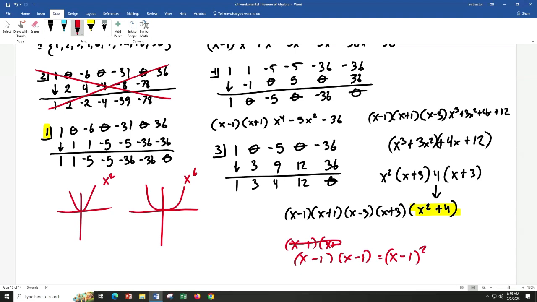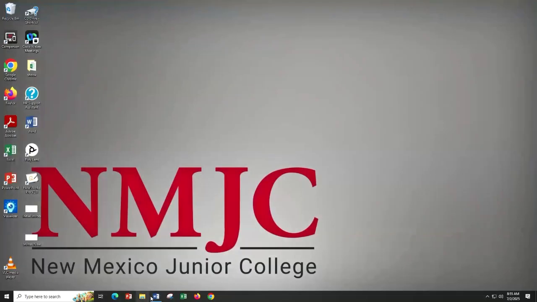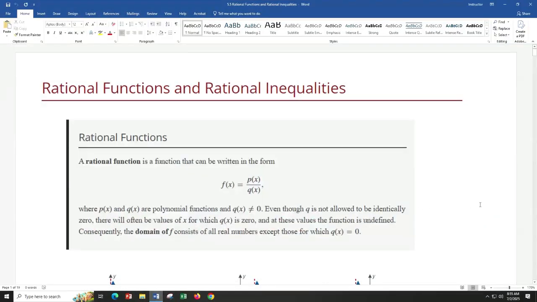So let's finish up with 5.5. Okay. 5.5 is not as bad as what it looks. Rational functions and rational inequality. Rationals just means ratio. Ratio just means what? Fractions. So remember chapter 14 in intermediate algebra, whenever you started seeing polynomials above polynomials, and then probably during that whole class, you're like, why are we even doing these? Here we go. That's why you're doing them.